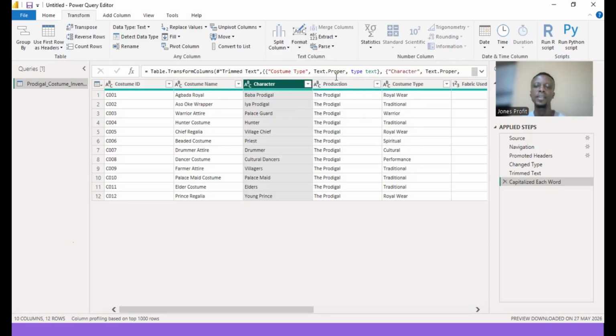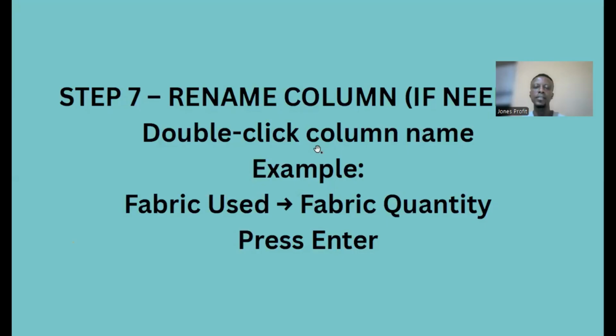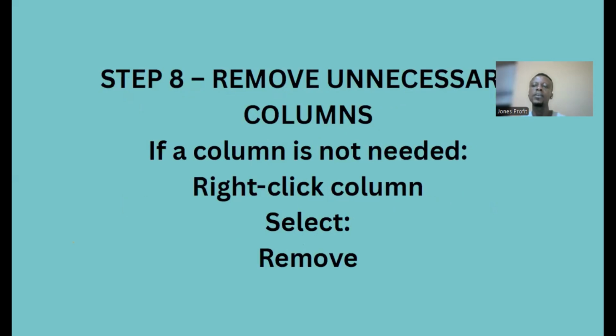So capitalize. Now, a good way to know that it has applied is when you look at the applied steps. So you see these are the steps that I've undertaken so far: trimmed text and then capitalized text. And yeah, so the next one we want to look at is column. Now you can remove column, you can delete column, as the case may be. You can add column, as the case may be.